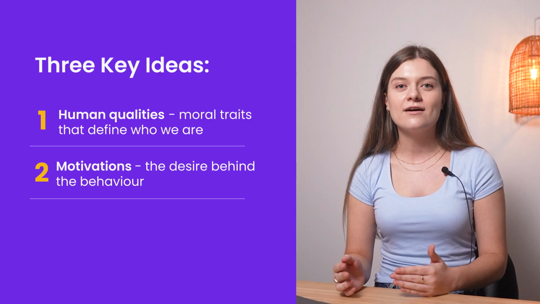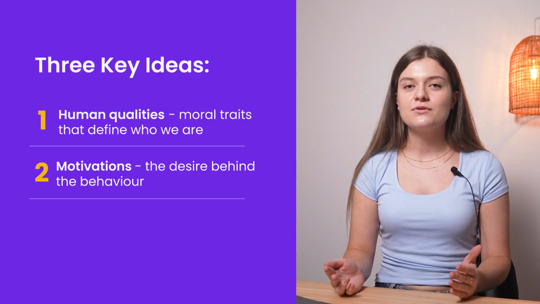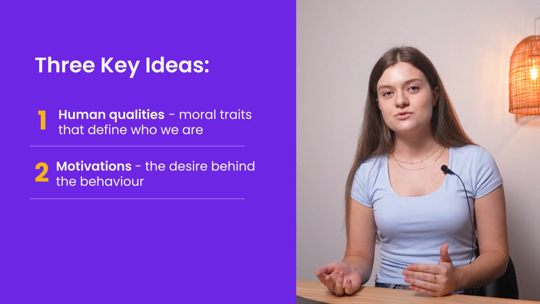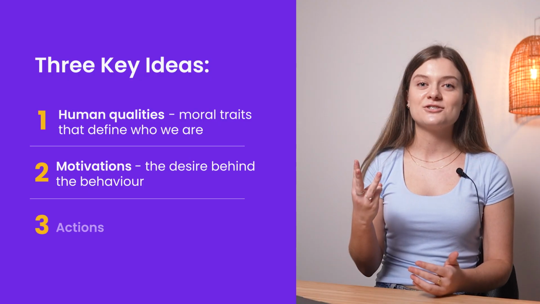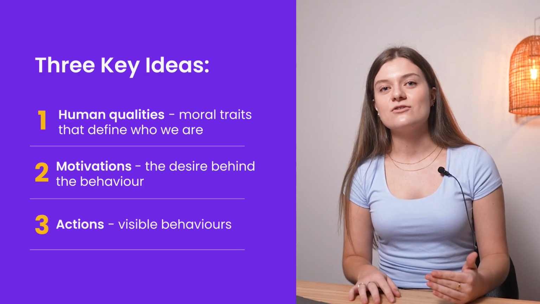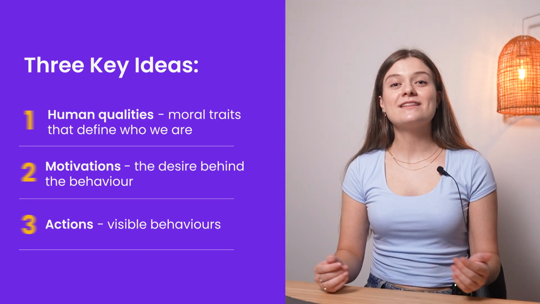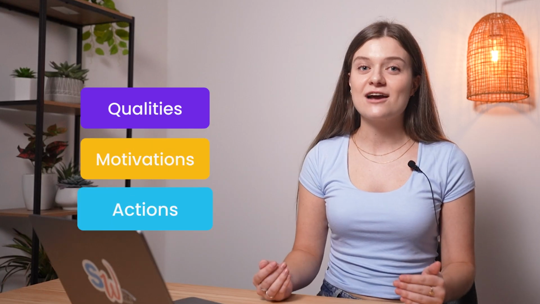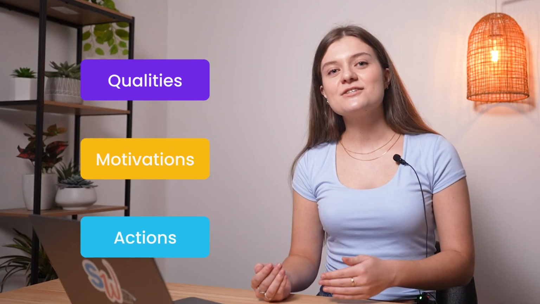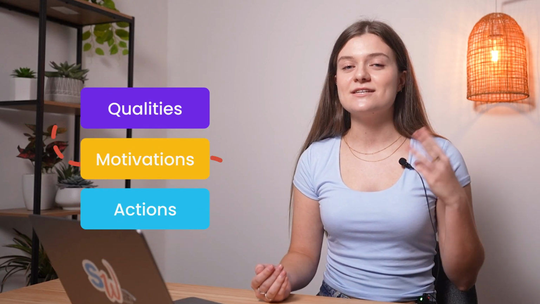In 1984, that might be Winston's yearning for truth, or the Party's obsessive need for control. And 3, actions. These are the visible behaviors like rebellion, betrayal, submission, and resistance. But this question isn't asking you just to define qualities, motivations, and actions in isolation. It's asking you to explore how those three things interact.